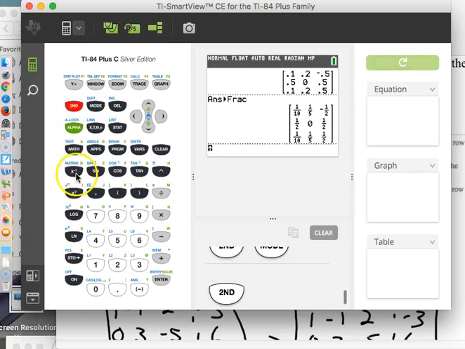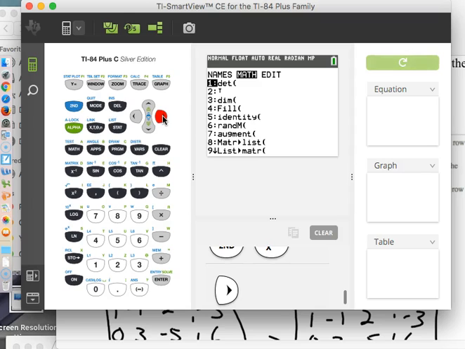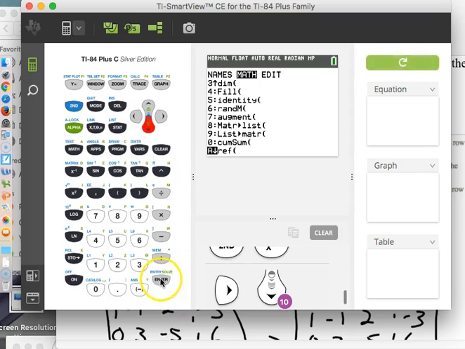So now we'll do second x inverse, which is the matrix button, but we want it to do math. So we're going to arrow over to the right just once. And I think sometimes they do this on purpose. REF is hidden from us, so we have to go down and look for it. And there it is. Little teeny REF, which is a capital A. So we're going to hit enter.